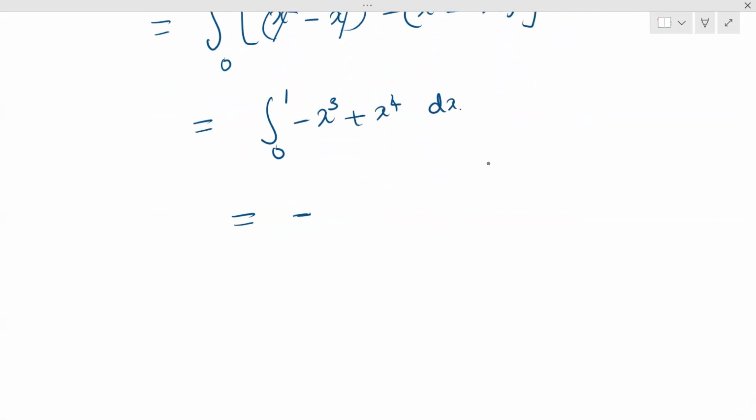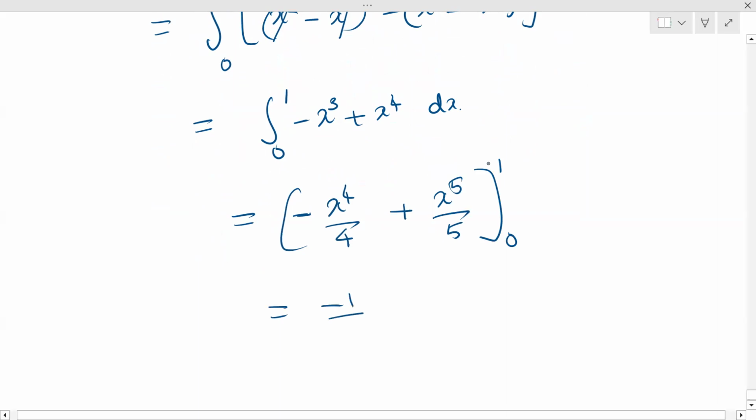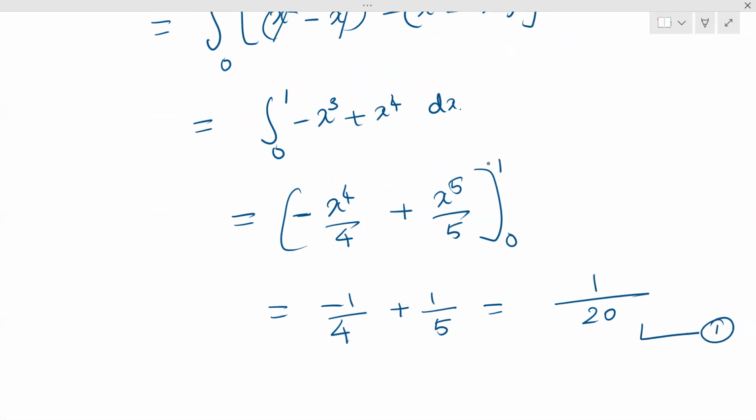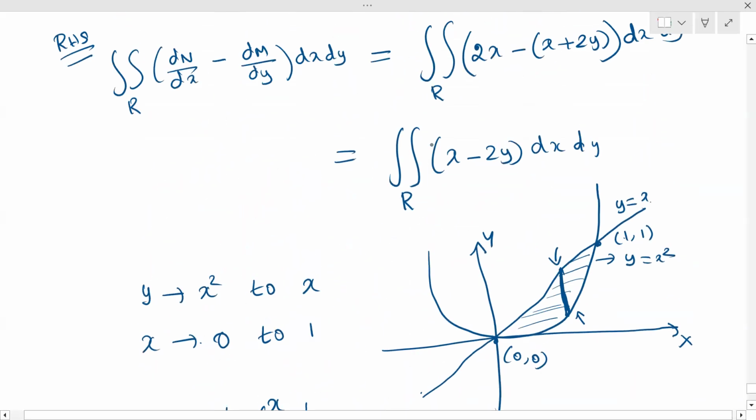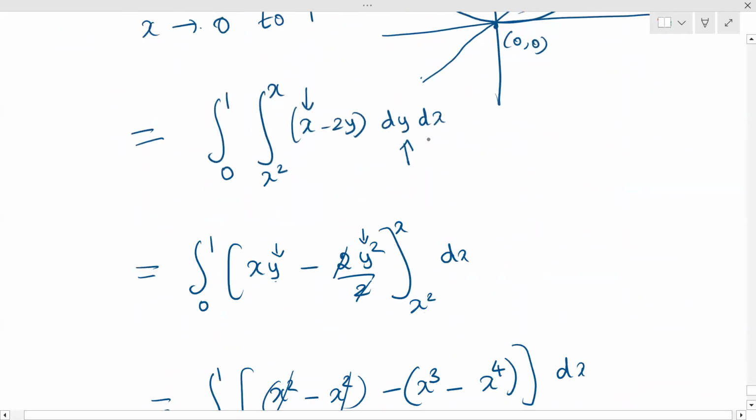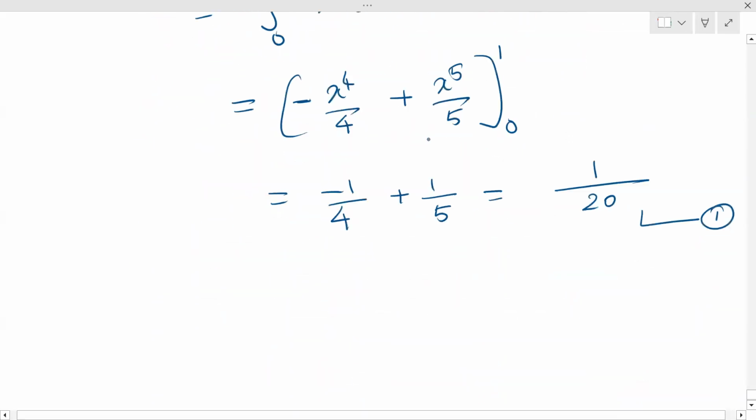So first term, integration of x cube is x power 4 by 4, and integration of x power 4 is x power 5 by 5. Here apply the limit. So minus 1 by 4 plus 1 by 5. Here when we take the LCM and simplify, we will get 1 upon 20. This is our RHS. Okay, first we did the RHS.